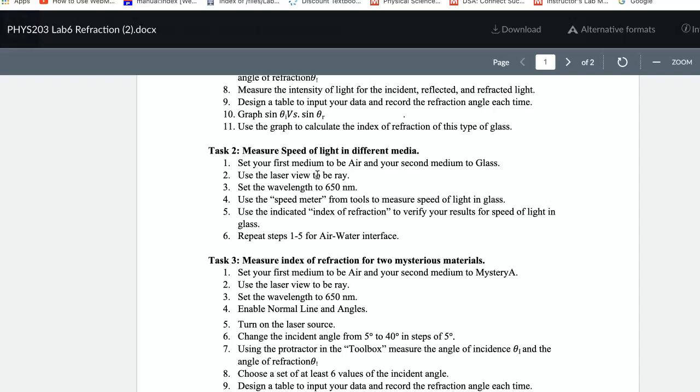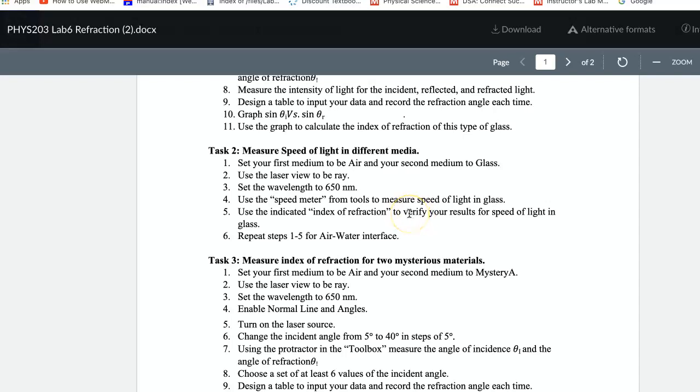Use the speed meter from tools to measure the speed of light in glass. And I will say, use the indicated index of refraction to verify your results for the speed of light in the glass. We know that n, the index of refraction, equals c over v. c is the speed of light in vacuum, and v is the speed of light in the material.